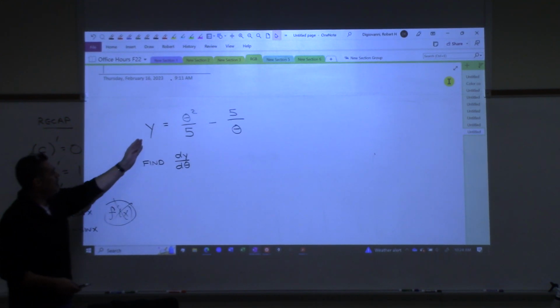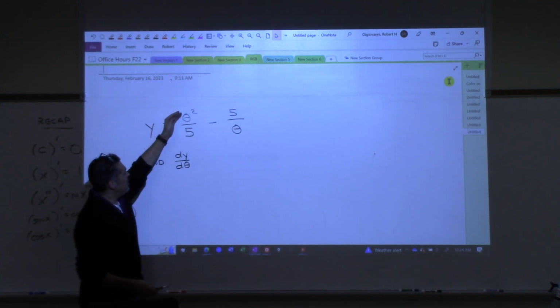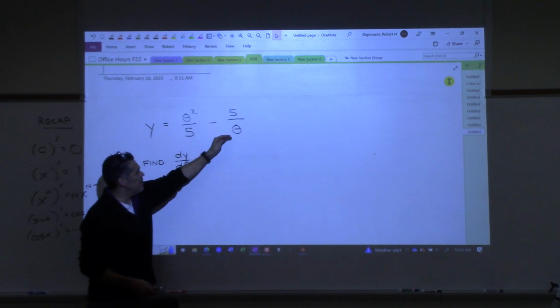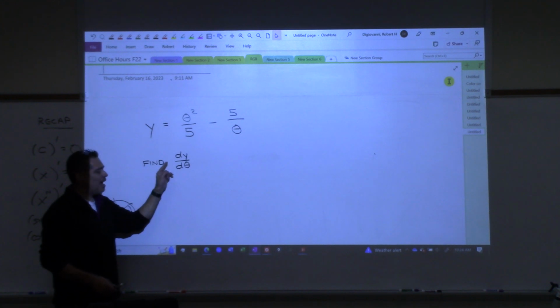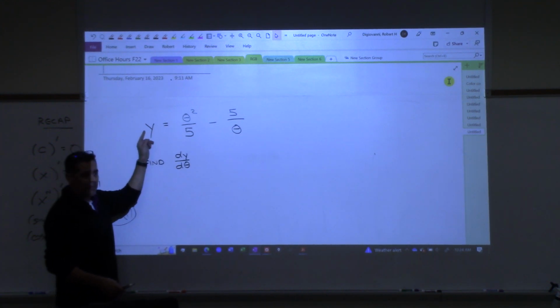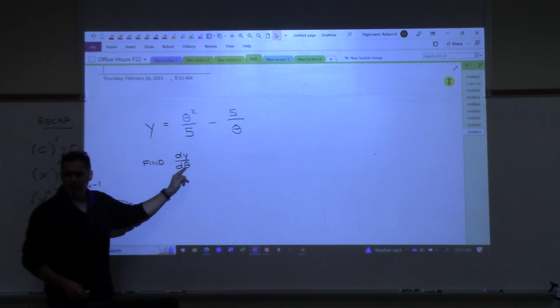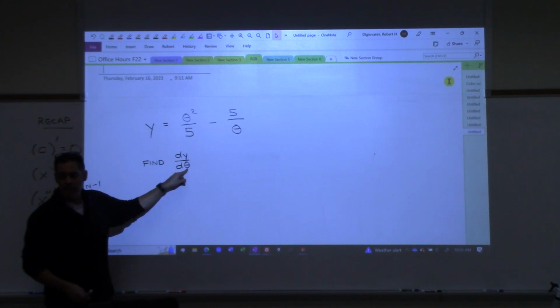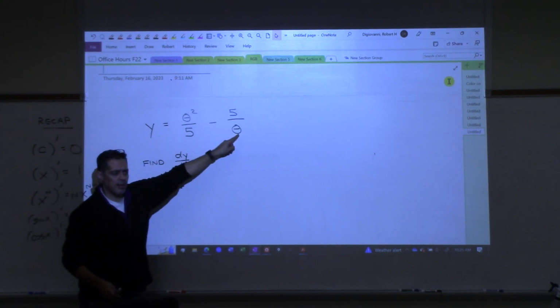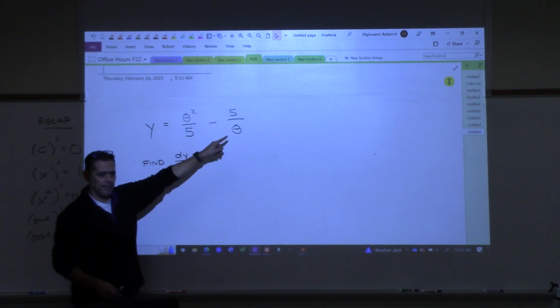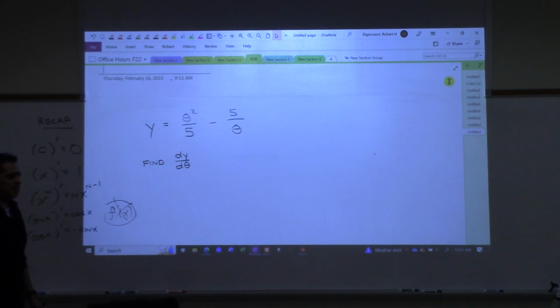I'm going to write an equation down, y equals theta squared over 5 minus 5 over theta. And I'm going to ask you, this is basically asking you to find the derivative of this equation for y, treating theta like your variable. This down here tells you what's your variable in the problem. So here, theta's like x, okay? Theta's like x. And I just want to know what that is, the derivative.